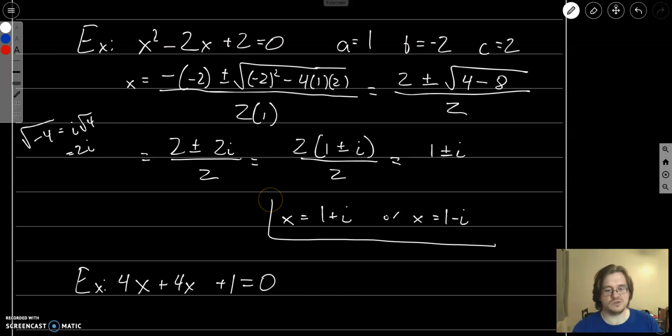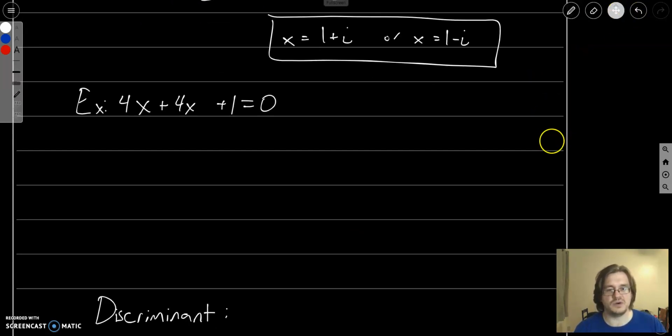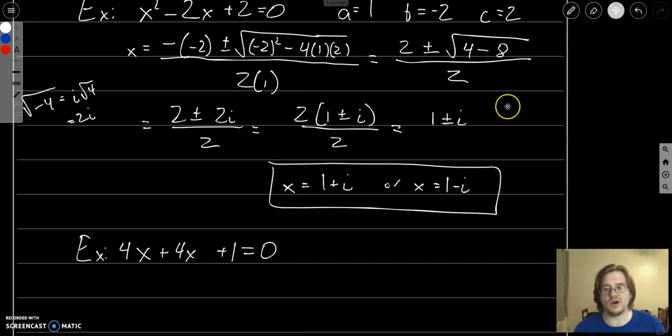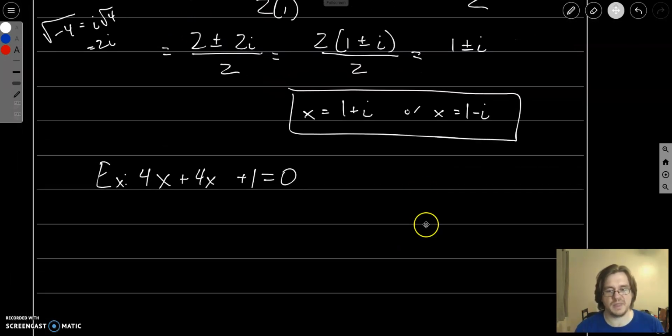So we have two solutions here. Notice that neither are real numbers because they involve the imaginary number i. So here there are no real solutions. There are no real numbers that are solutions to this guy.